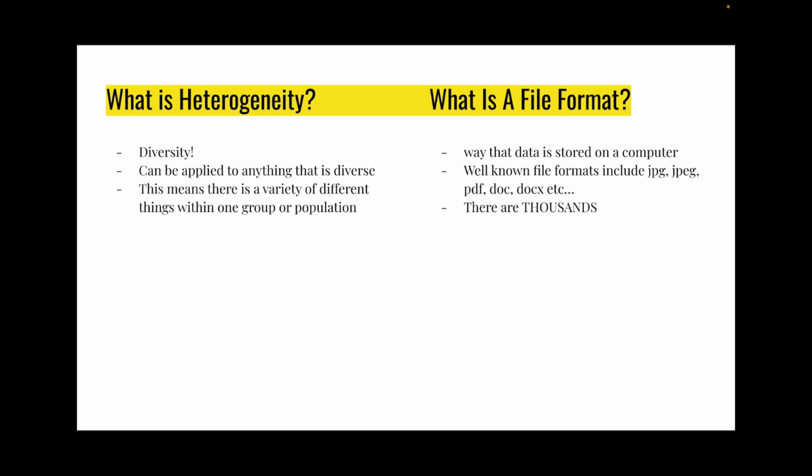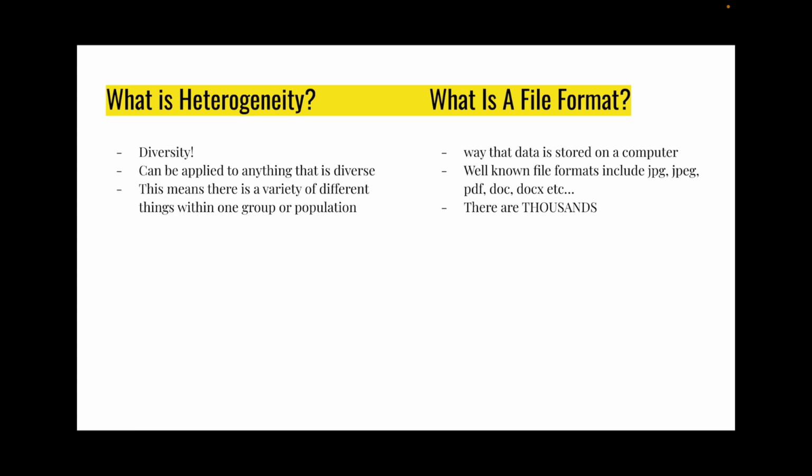If you have a digital archive that has photos, books, manuscripts, clothing, a huge plethora of different things, you have a heterogeneous collection because there's so much. So really it just means that there's a variety of different things within one group or population. And then we need to know, what is a file format?